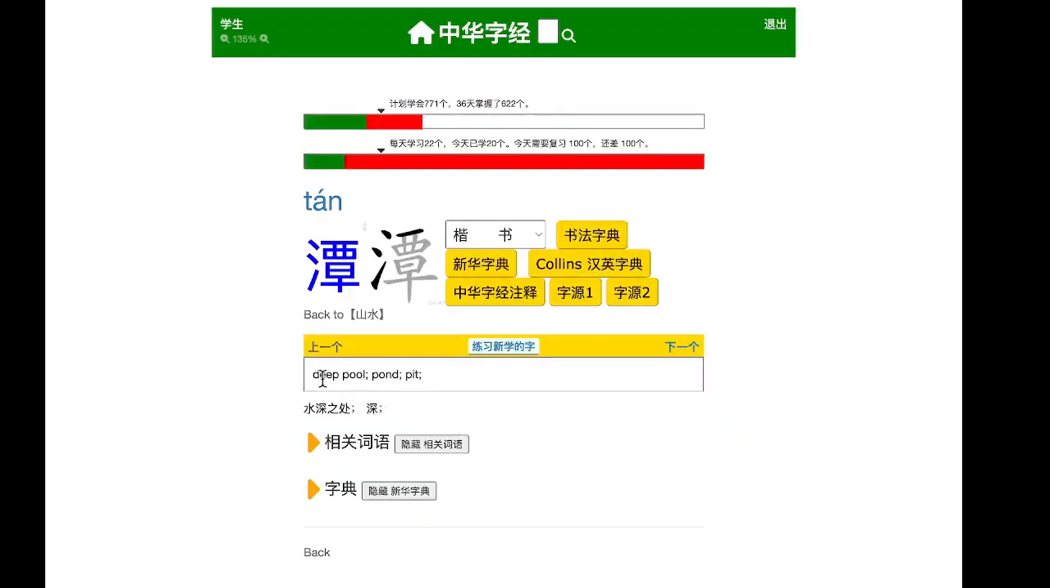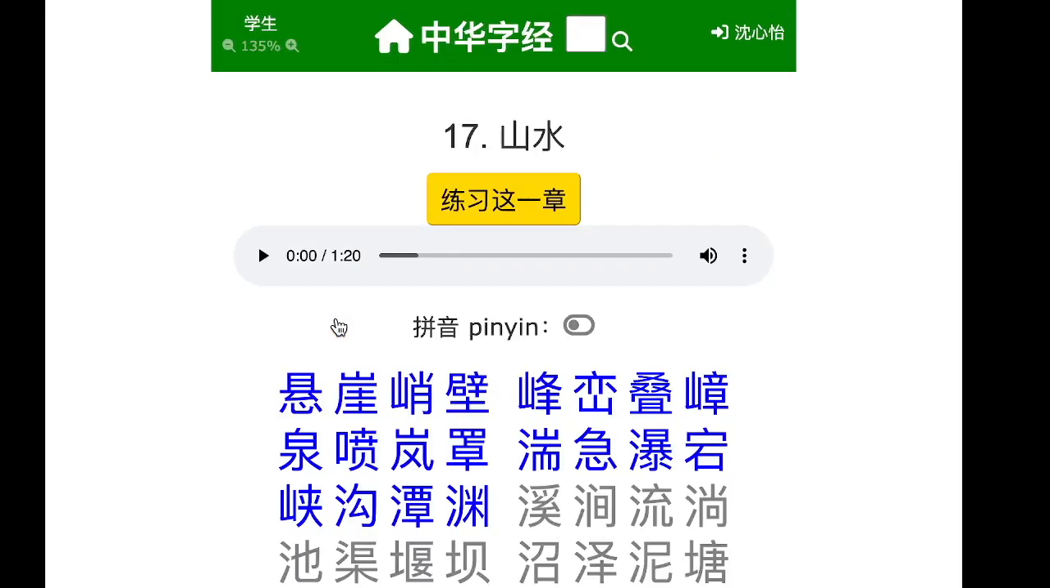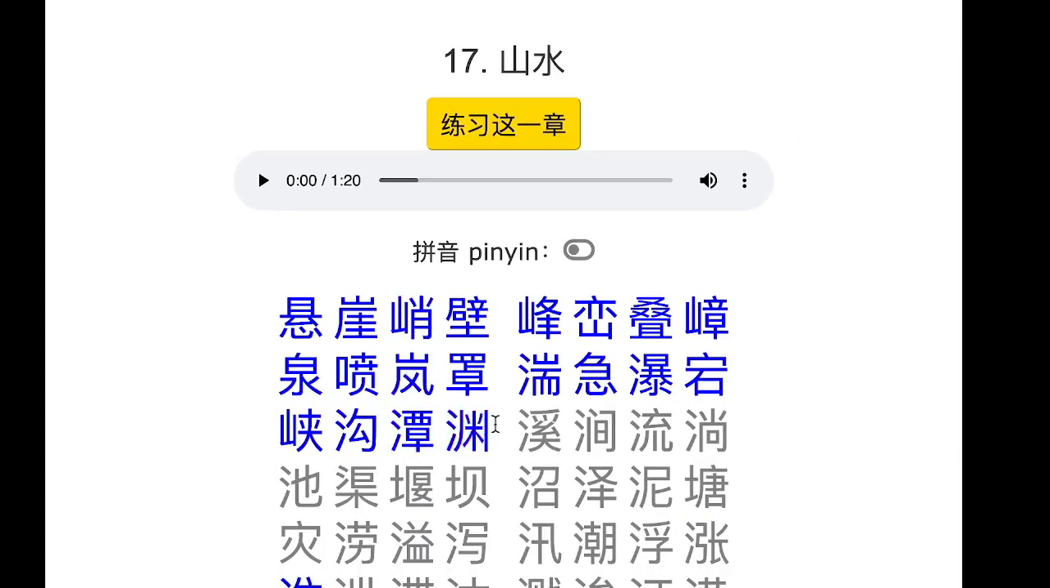潭 is a deep pool, pond, or pit. 渊 also refers to a deep pool, or extended from this figurative meanings like profound, deep, like a pool of water. Also can refer to a haunt, as in a gathering place where certain people typically hang out. 潭渊, we're talking about these deep sunken places in the mountains and the landscapes.